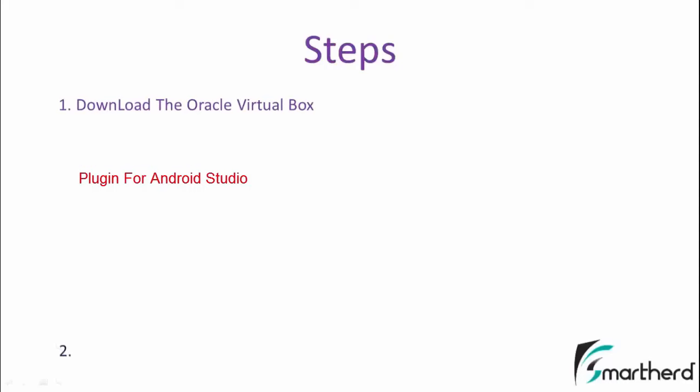So what are the steps involved? First, we have to download the Oracle VirtualBox. Second, we have to download the GenyMotion software. And last, we are going to get the plugin for our Android Studio. So let me show you one by one how to perform all these steps.